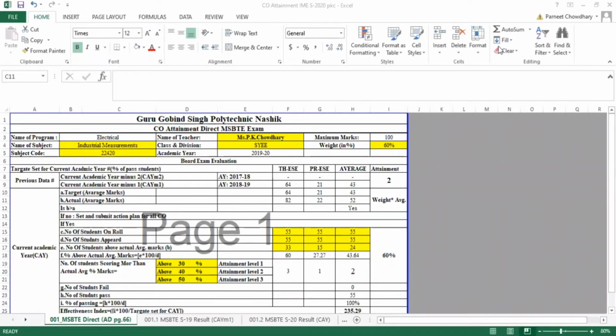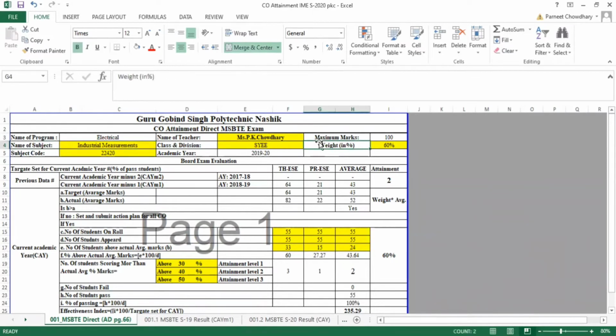Hello everyone. In this video, we shall be learning how we can calculate the CO and PO attainment of our respective subjects. So here we have this Excel sheet. As an example, I have taken a subject, industrial measurement, that I have taught in the year 2019-20. And here we have calculated the CO as well as PO attainment of this subject for the last year. So all the formulas are entered in this sheet.